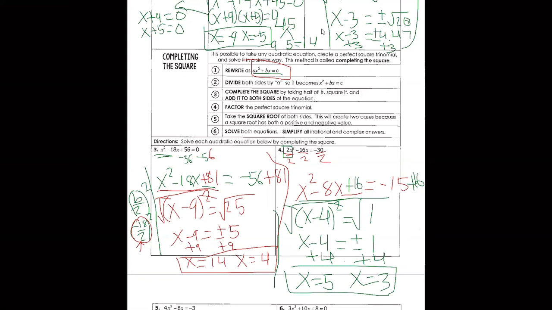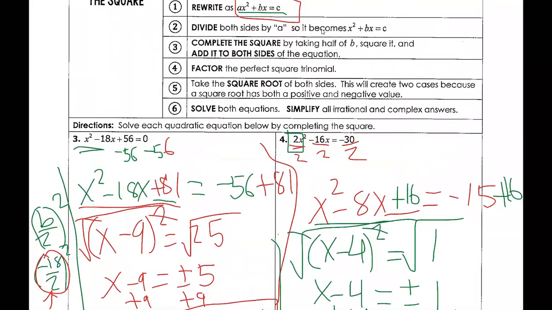Where did the 16 come from? Sorry, I had to erase it because I was running out of space. That's where you do the b over 2 squared. So negative 8 over 2 squared is 16. So that's where that came from, Michaela.